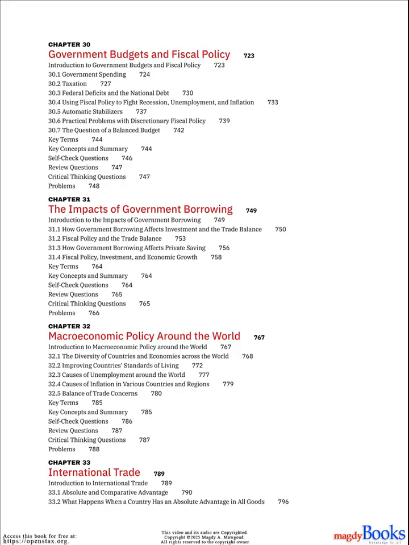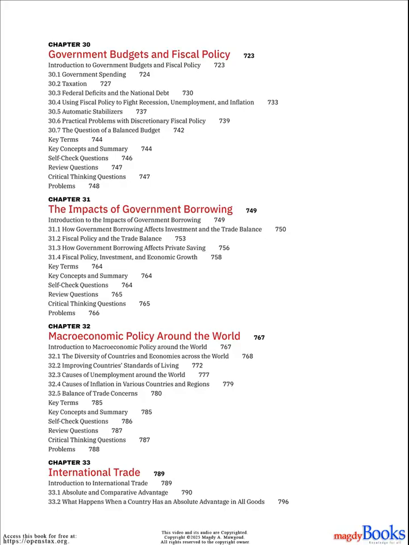Chapter 32, Macroeconomic policy around the world. Introduction to macroeconomic policy around the world. 32.1, The diversity of countries and economies across the world. 32.2, Improving countries' standards of living. 32.3, Causes of unemployment around the world. 32.4, Causes of inflation in various countries and regions. 32.5, Balance of trade concerns. Key terms, key concepts and summary. Self-check questions, review questions, critical thinking questions, problems.